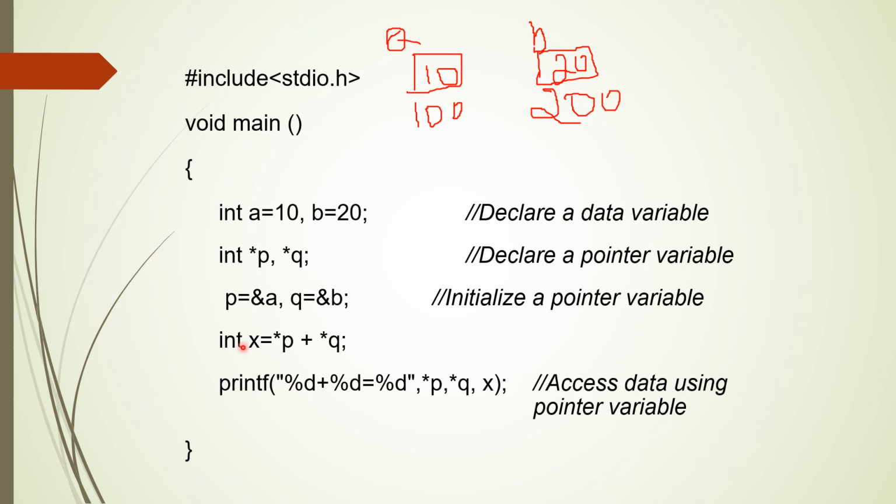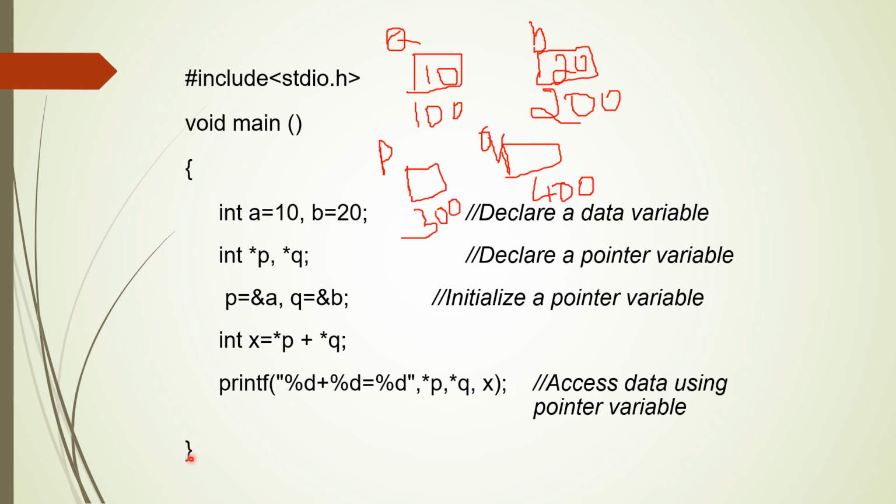When this particular statement gets executed, the compiler is going to create two more blocks with the names p and q. This block is p and another block is q. These memory blocks are also associated with some base address. Let us assume that the address of p is 300 and the address of q is 400.